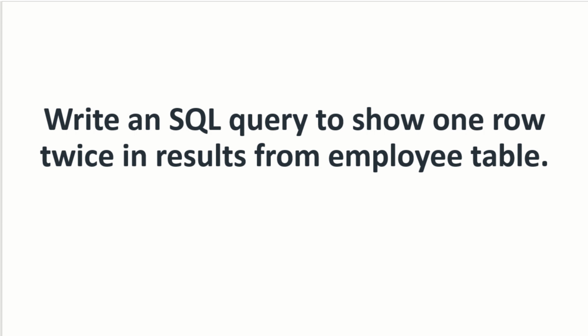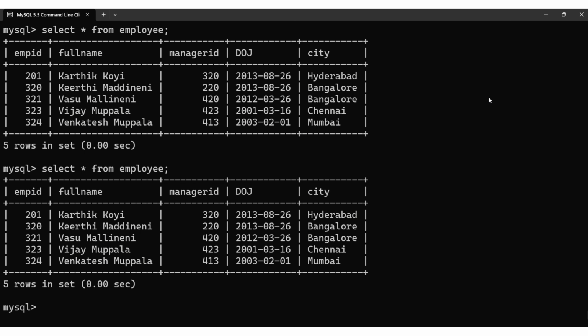The next question is write an SQL query to show one row twice in results from employee table. So if you clearly observe my employee table, I have total 5 records. So each record has to display twice. So I'm going to get 10 records for this. So I'm just going to write a query for getting every record twice.